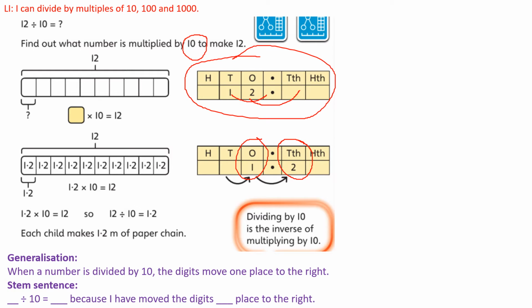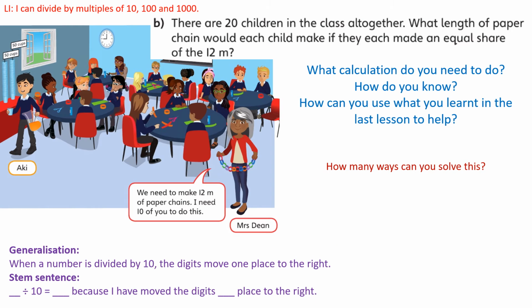So let's have a look at our stem sentence. 12 divided by 10 is 1.2 because I have moved the digits one place to the right. Now let's have a look at question B. There are 20 children in the class altogether. What length of paper chain would each child make if each made an equal share of the 12 meters?